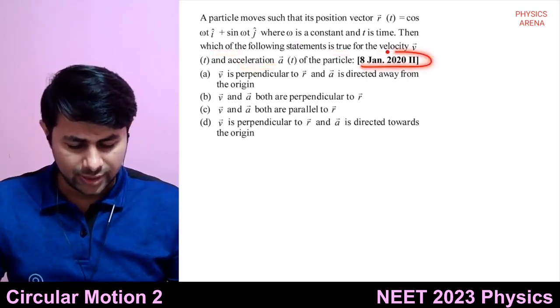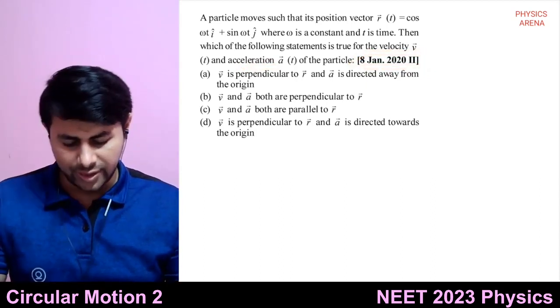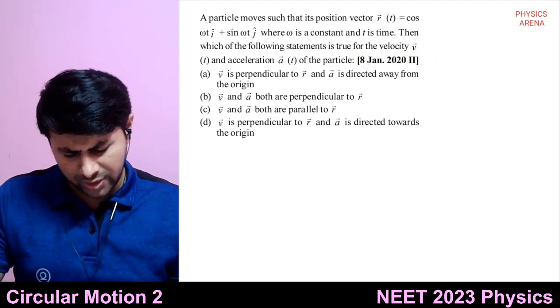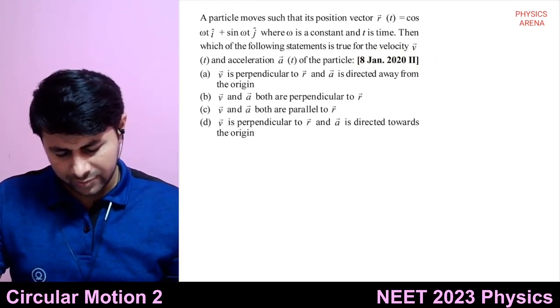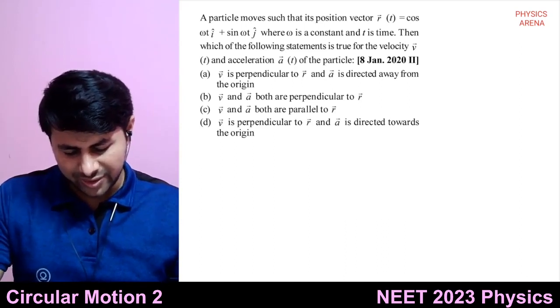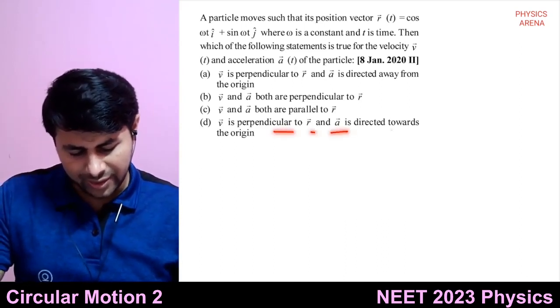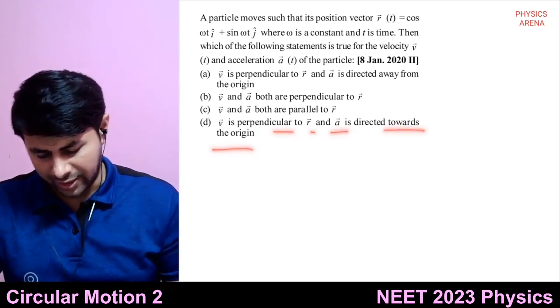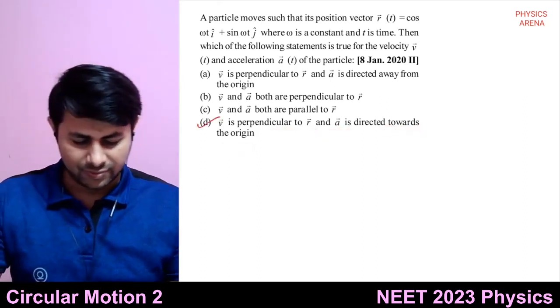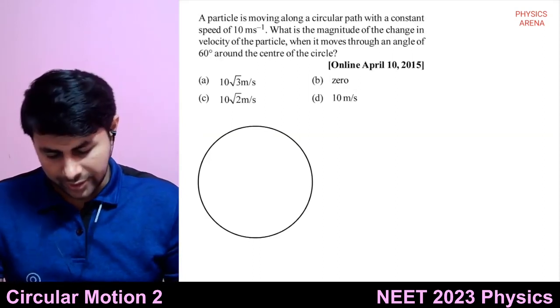So see, this is from JEE, this is not from NEET. But it is a similar question, or is it the same question? Tell me the answer. What is the answer? Option D, sir. Option D. V is perpendicular to r bar and a bar is directed towards the origin. Right. This is the answer. All right. So let us solve this.